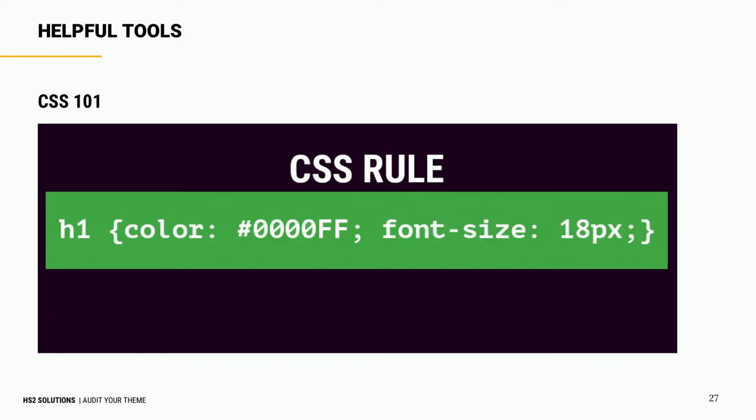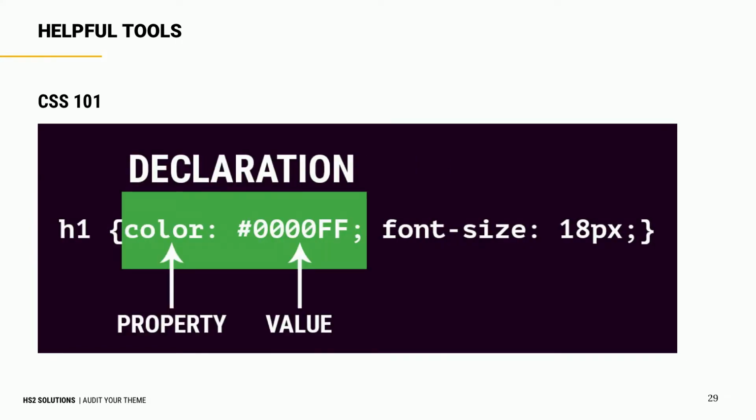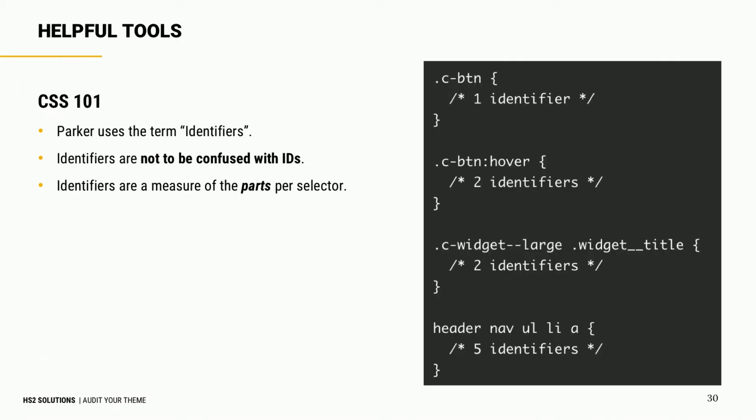This is CSS. The whole thing is a rule, okay? This is a selector. This is a declaration with a property and a value. Again, just good to have this top of mind. Parker uses this term identifiers. Identifiers are not IDs, okay? Identifiers are measuring the parts of a selector. So as you see here, one selector, or one identifier. Down here, there are 5 identifiers.